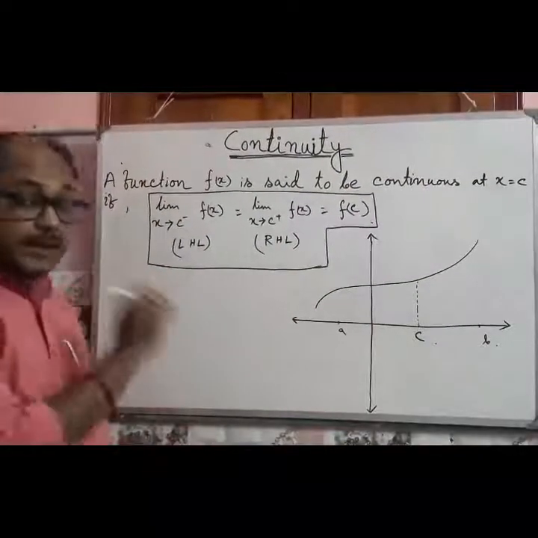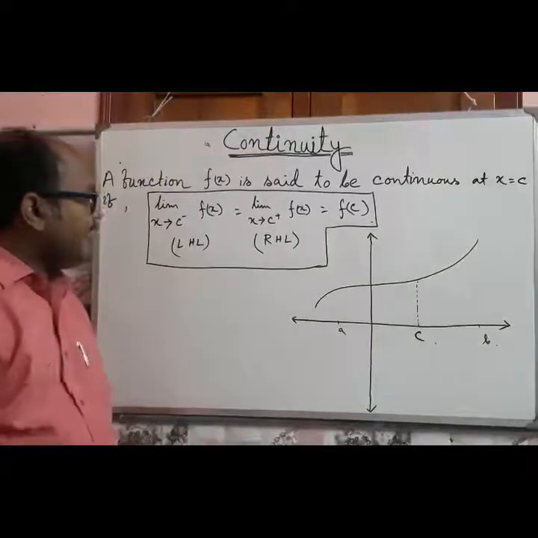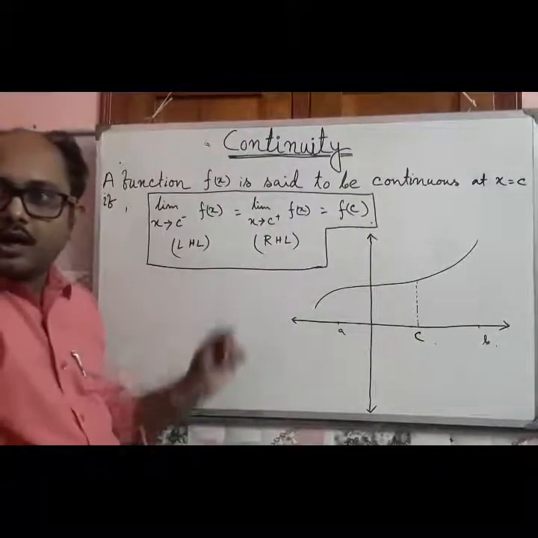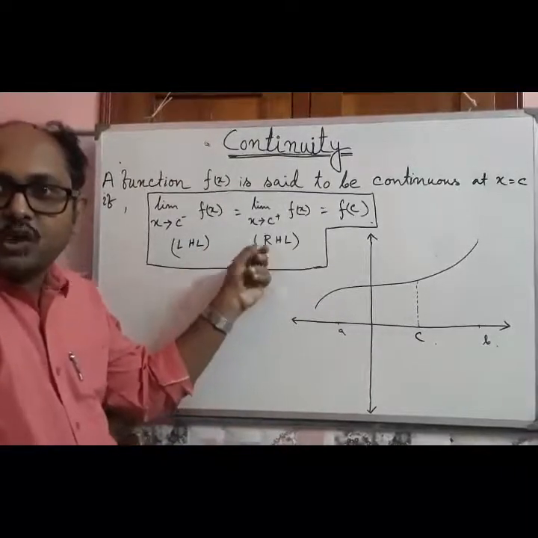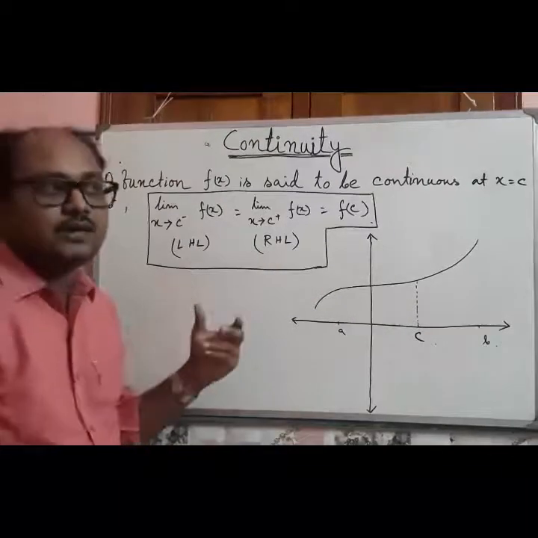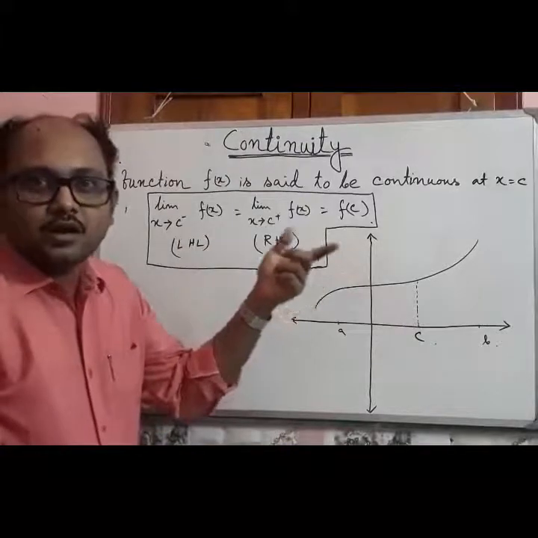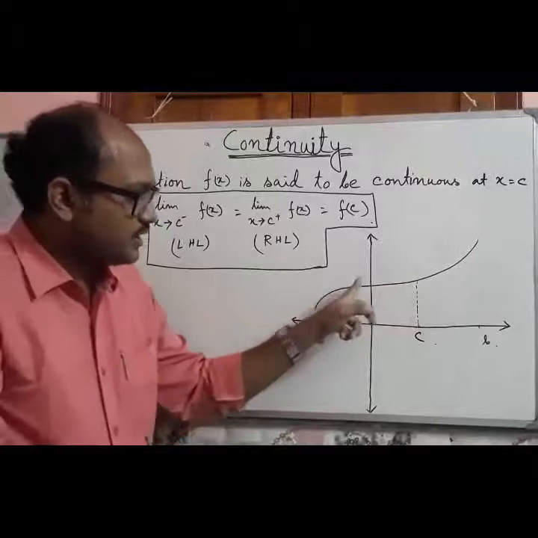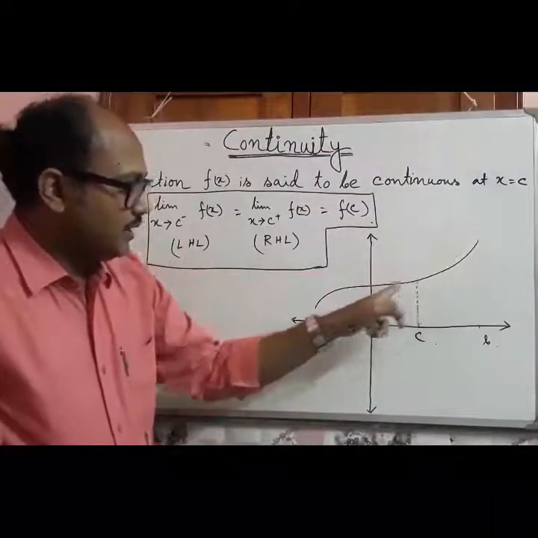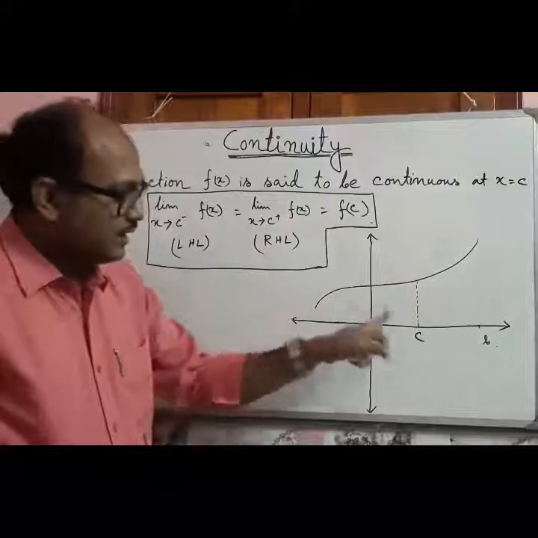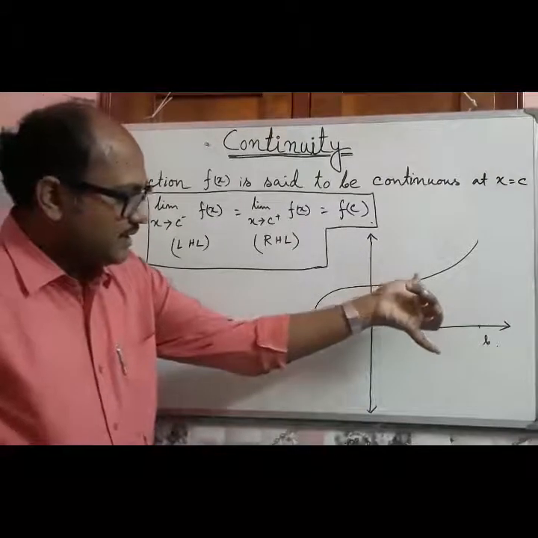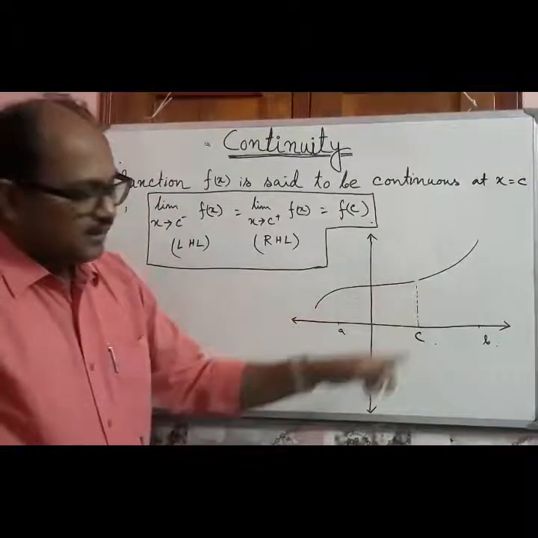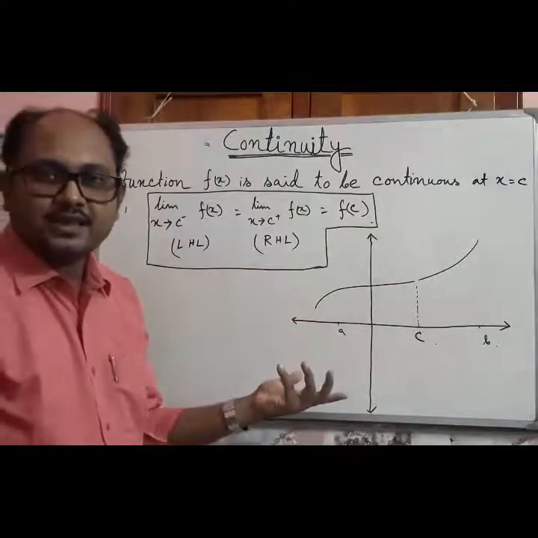Okay, if any one of these three values is not equal to the other two values, then the function fails to be a continuous function. In the graph, you can see this curve is continuous at x equal to c. But if there is any break like this, then it is discontinuous.